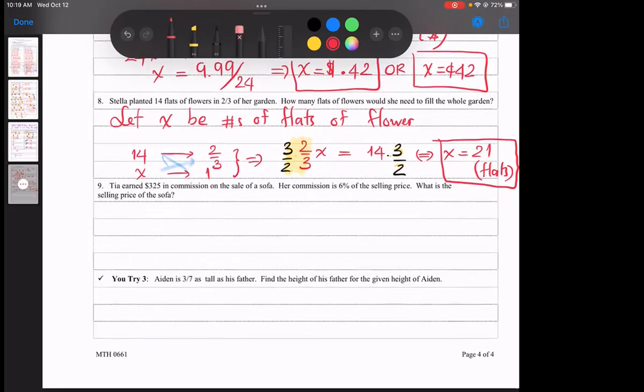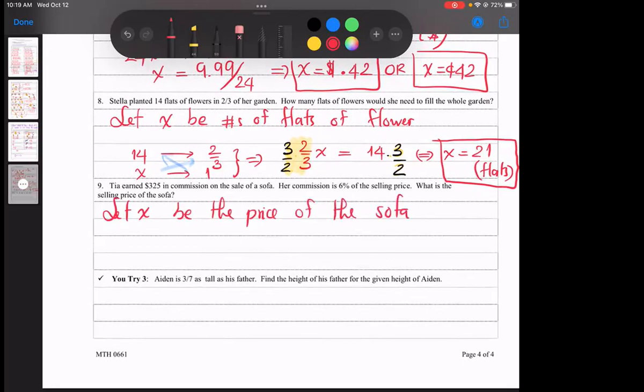Tia earned $125 in commission on the sofa. Her commission is 6% of the selling price. What is the selling price of the sofa? So first of all, let's X. We get one point for that. Let X be the price of the sofa.